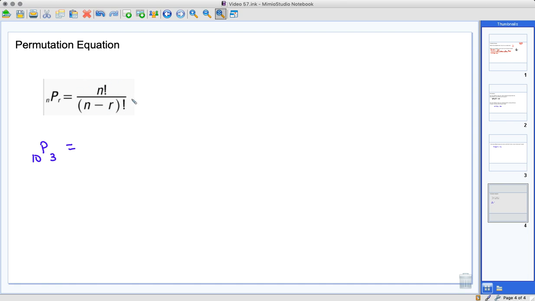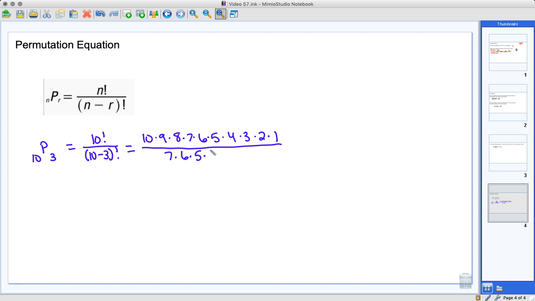Okay, you will also get the same answer if you do this. So that's 10 factorial over 10 minus 3 factorial. Okay, so 10 factorial is actually 10 times 9 times 8 times 7 times 6 times 5 times 4 times 3 times 2 times 1. That's what factorial means. So then 10 minus 3 is 7. So 7 factorial is 7 times 6 times 5 times 4 times 3 times 2 times 1. Well, guys, if you notice, these all cancel out, don't they? And we're left with exactly how we found our answer. Okay, so that's what your calculator is calculating when it does factorials and permutations.